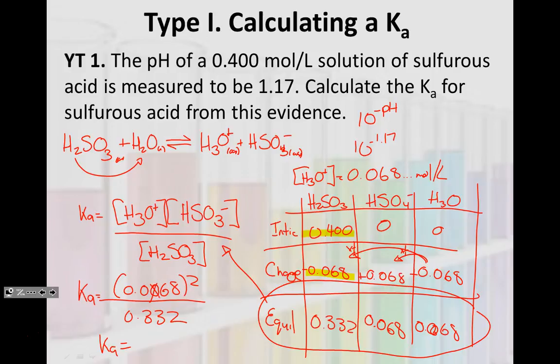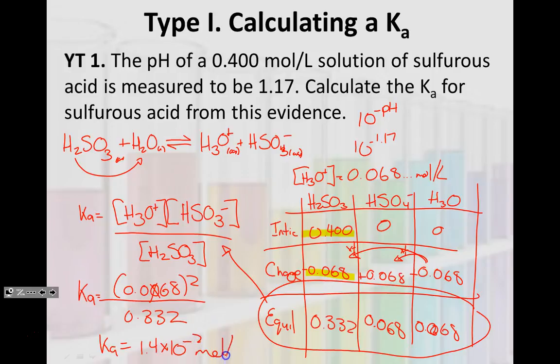And so 10 to the negative. Trying to keep my significant digits in here. Just take that answer, square it, and divide it by 0.332. That gives me 1.4 times 10 to the negative 2.